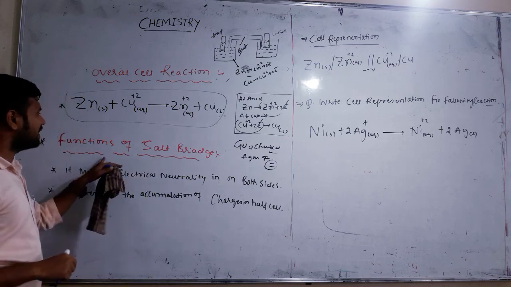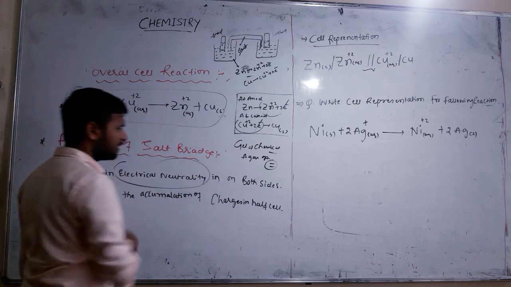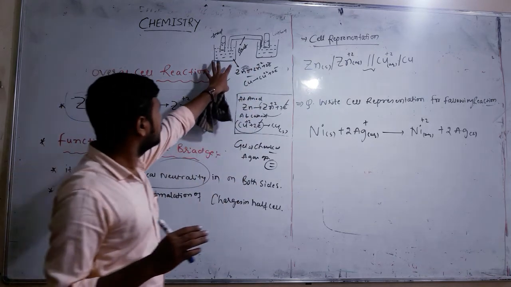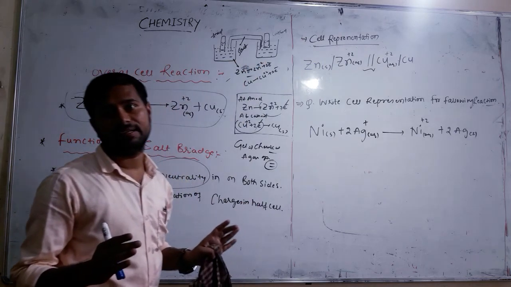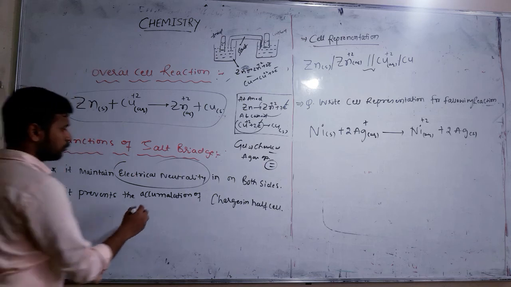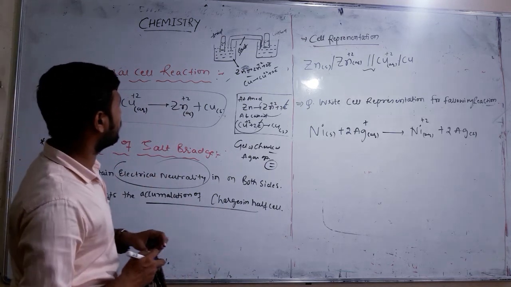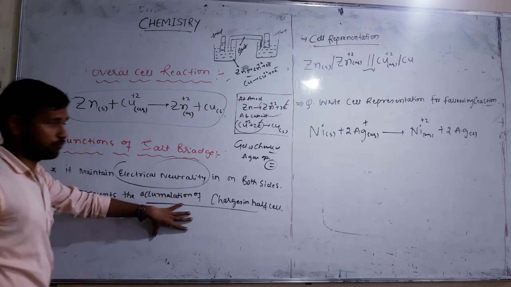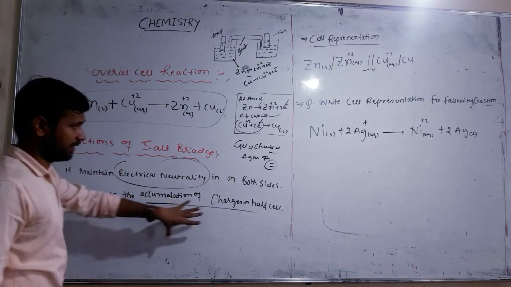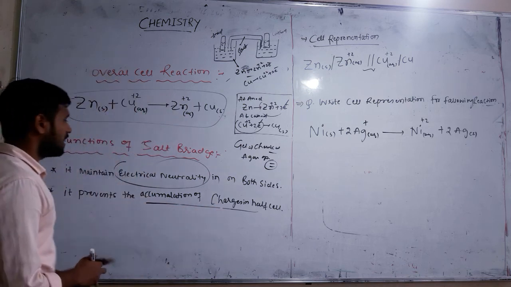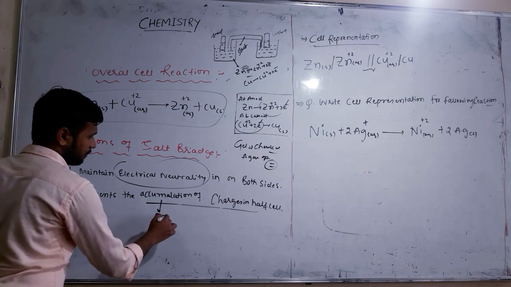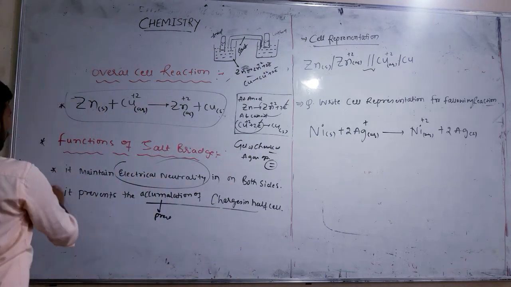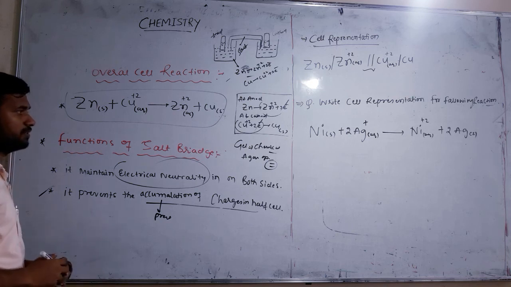Functions of the salt bridge. What is the main function? I told you already: electrical neutrality on both sides. Between the cathode and anode, it maintains electrical neutrality. Next point: it prevents accumulation of charges in the opposite half-cells. If there is an excess accumulation and overlapping of ions, conductivity becomes difficult. So it prevents excess accumulation of charges and stops it. These are two very important points, note them down. This is also a two marks question.